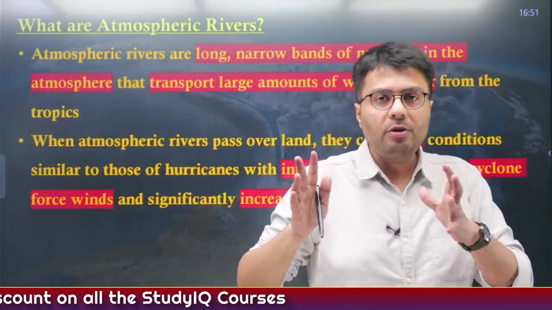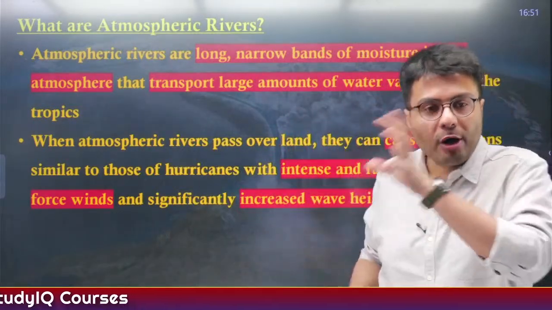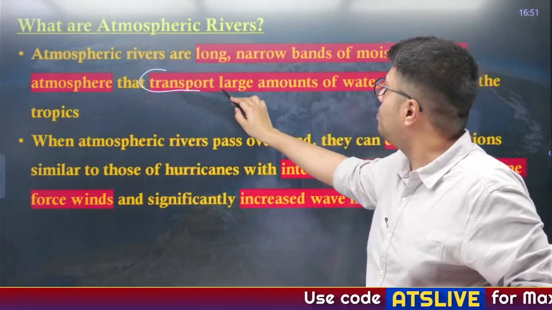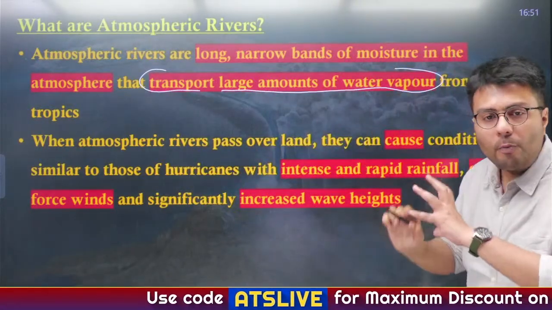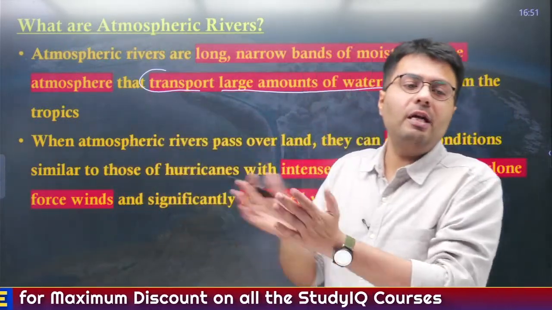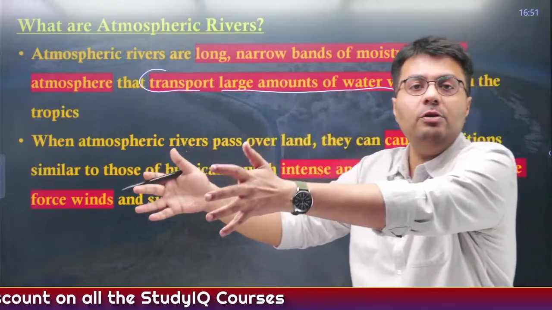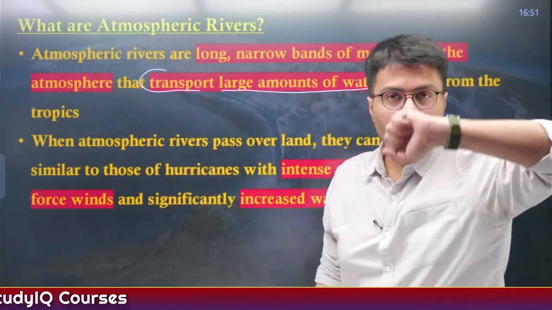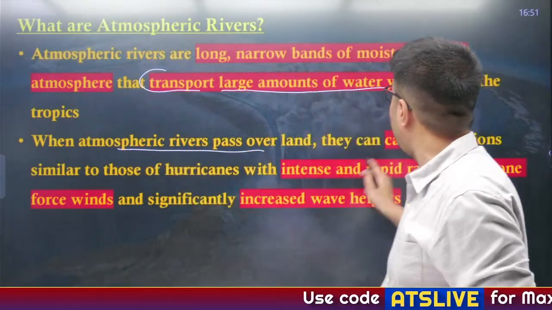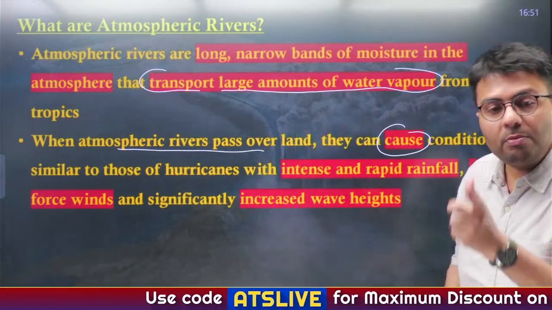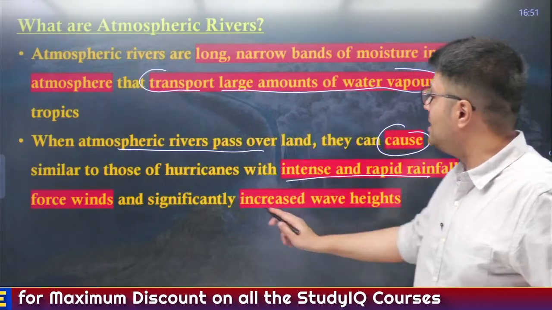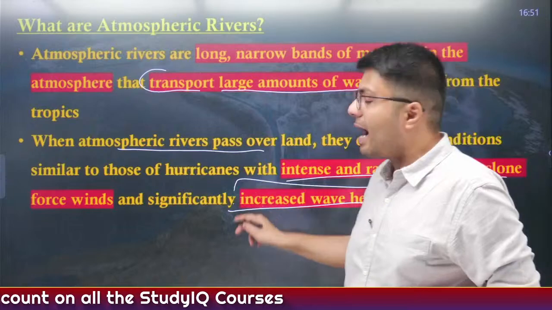Now, atmospheric rivers are indeed long narrow bands of moisture that travel in the atmosphere, and this long narrow band of moisture transports a large amount of water vapor from the tropics, that is from water bodies. It transfers a large amount of water vapor onto land, and naturally when such a huge amount of water vapor travels towards land and gets elevated, it will lead to a high amount of rainfall. So when atmospheric rivers pass over land, they can cause conditions very similar to hurricanes and cyclones, like intense and rapid rainfall, cyclone force winds, and significantly it increases the height of waves also.